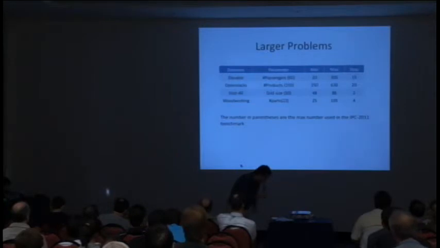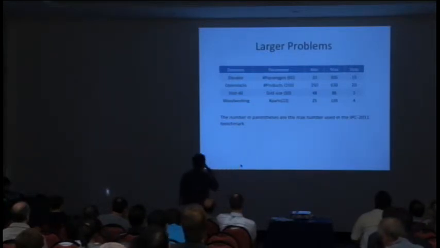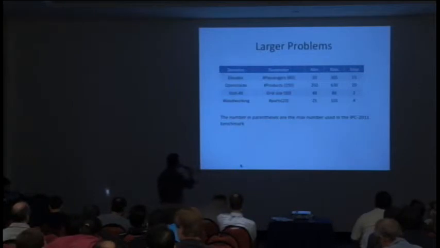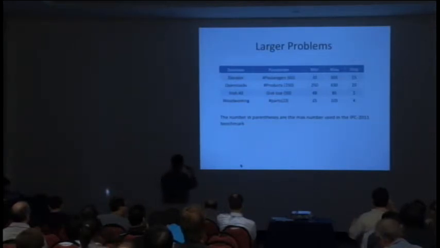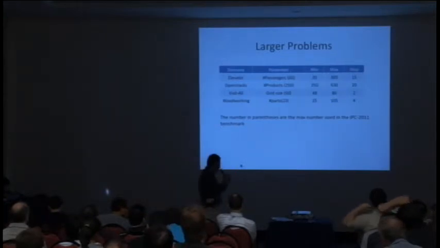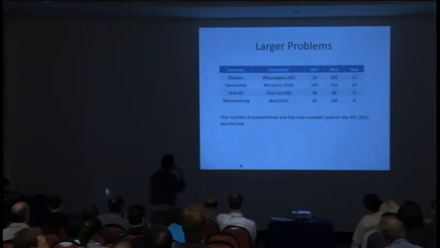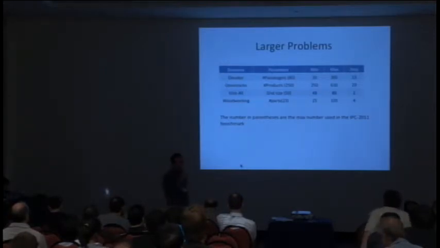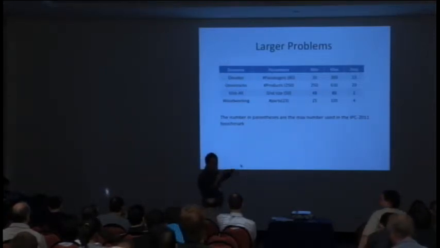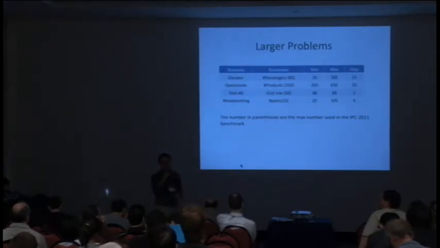So what we did is to generate larger problems for four domains where the generator was available and top planners could solve all the problems. Here you see the parameter that we are scaling. For example, in woodworking, the number of parts is scaled between 25 and 105. And the largest value in the competition was 23. So the numbers in the parentheses show the largest number used in the competition.